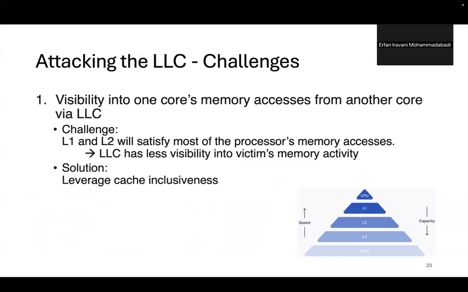Now, there are a few challenges for doing prime probe on the LLC, which we discuss here. The first one is that L1 and L2 will satisfy most of the processor's memory accesses, which basically means that the LLC has less visibility into the victim's memory activity. This issue can be solved by leveraging cache inclusiveness. So the LLC can evict a line and consequently evict the data in L1 and L2, so that memory accesses need to be done through L3.